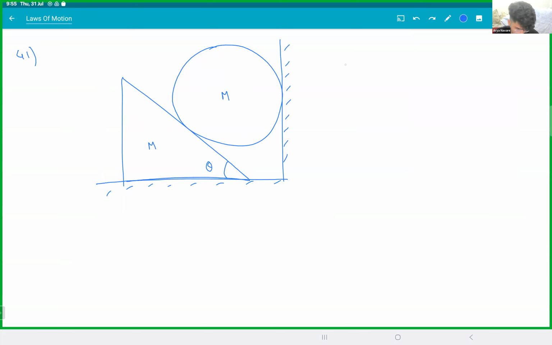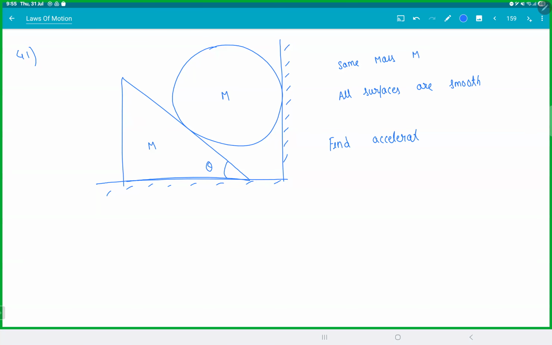Same mass, same mass. Find the acceleration of the ball and the wedge. Assume the sphere is in contact with the wall. It doesn't lose contact. Let's get this.